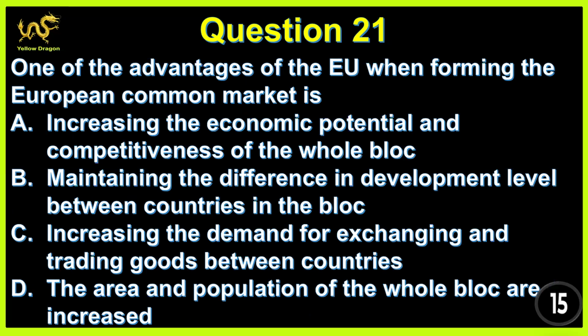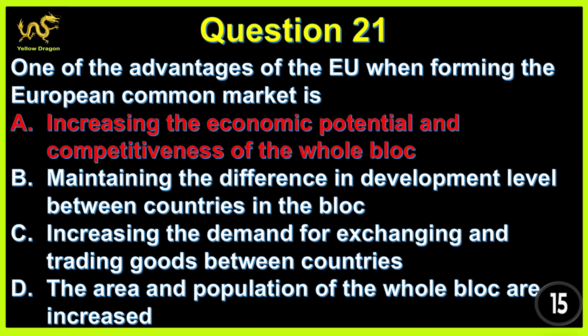One of the advantages of the EU when forming the European Common Market is: a. Increasing the economic potential and competitiveness of the whole bloc. b. Maintaining the difference in development level between countries in the bloc. C. Increasing the demand for exchanging and trading goods between countries. D. The area and population of the whole bloc are increased. A. Increasing the economic potential and competitiveness of the whole bloc.